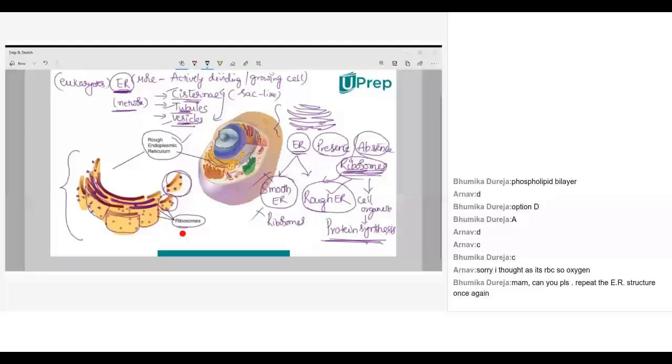Rough endoplasmic reticulum is involved in protein synthesis. Smooth endoplasmic reticulum is not involved in protein synthesis. How will you justify? Because of the presence and absence of ribosomes.